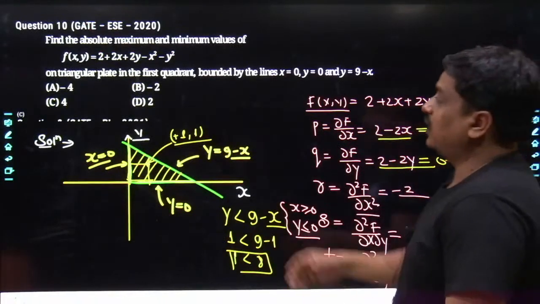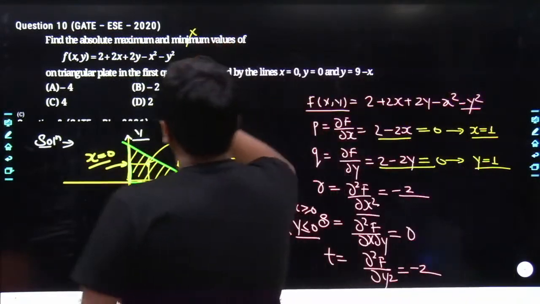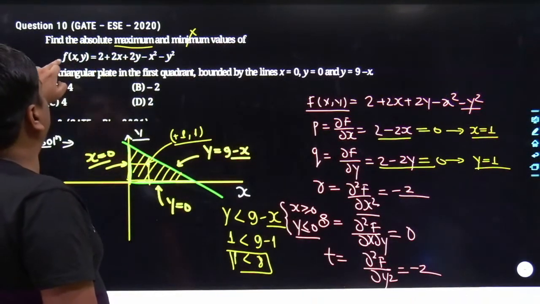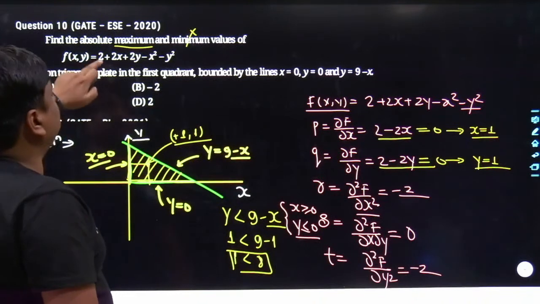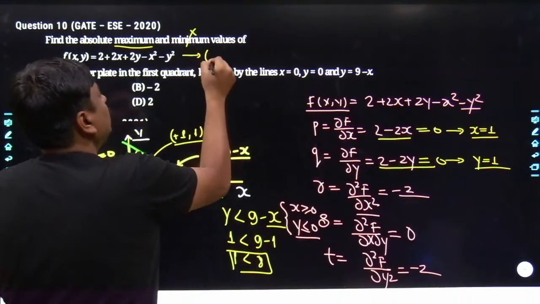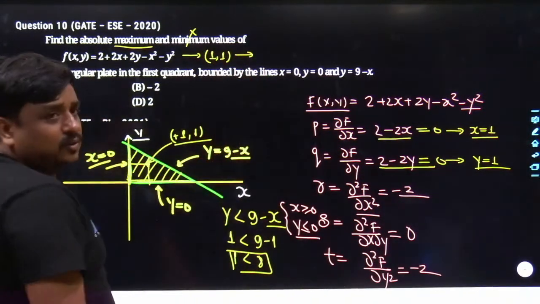So it has been asked, find the absolute maximum and minimum value of this. So obviously the minima has been ruled out. You have to just focus on the maxima. How will you get the maximum value of f of x comma y? Obviously by feeding x equals 1 and y equals 1. Let me do that. So I would be feeding x equals 1 and y equals 1, and whatever result we get, that would be done.